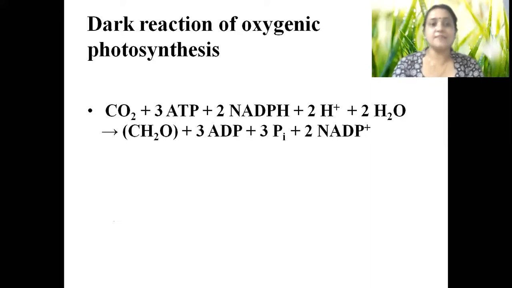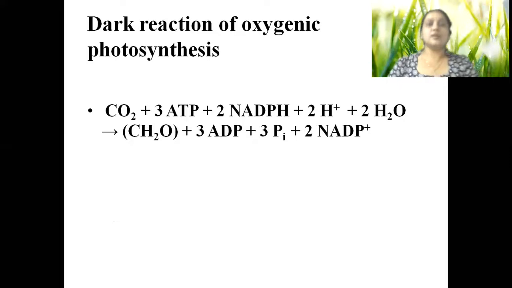So you can see from this, one molecule of CO2, 3 molecules of ATP, 2 NADPH, 2 H+ and 2 H2O are converted to carbohydrate plus 3 ADP plus 3 Pi plus NADP, and 1/2 O2 is released during the photosystem process, PS1 and PS2. During the CO2 fixation, no oxygen is released. So I hope you understand.